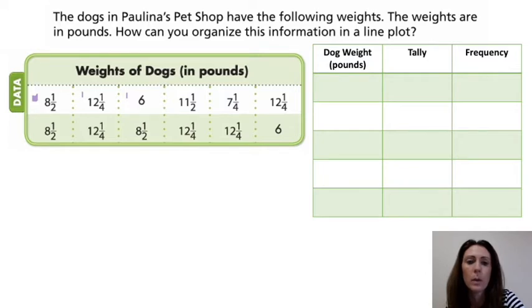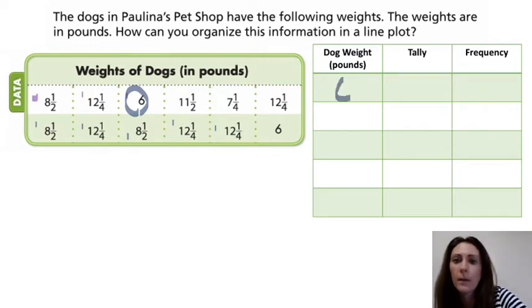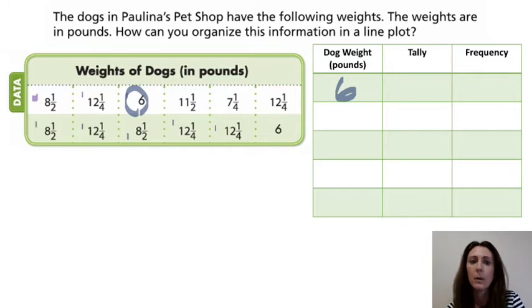Okay, 12 1/4, that's not smaller. 6, okay, 6 is smaller than 8.5, so far that's the smallest. 11.5 is not smaller, 7 1/4 is not smaller, 12 1/4 is not smaller, 8.5 is not smaller, 8 1/2 is not smaller, 12 1/4 is not smaller, 6, that's the same size. So I know that my smallest amount right now is 6 pounds, so I'm going to write that first in my frequency table.